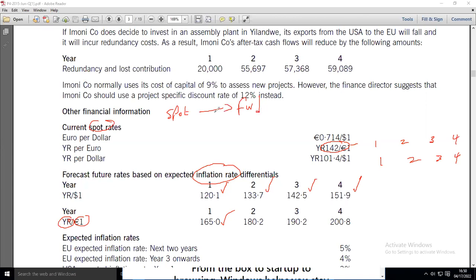I want to make sure that all of you can do this, because it's not all the time that the forward rates will be given. Here the examiner was very friendly. He gave you the forward rates. So all you need now is just to inflate the cash flows, that's all. That's the work that we have, and with the use of the computer, it's a lot easier.